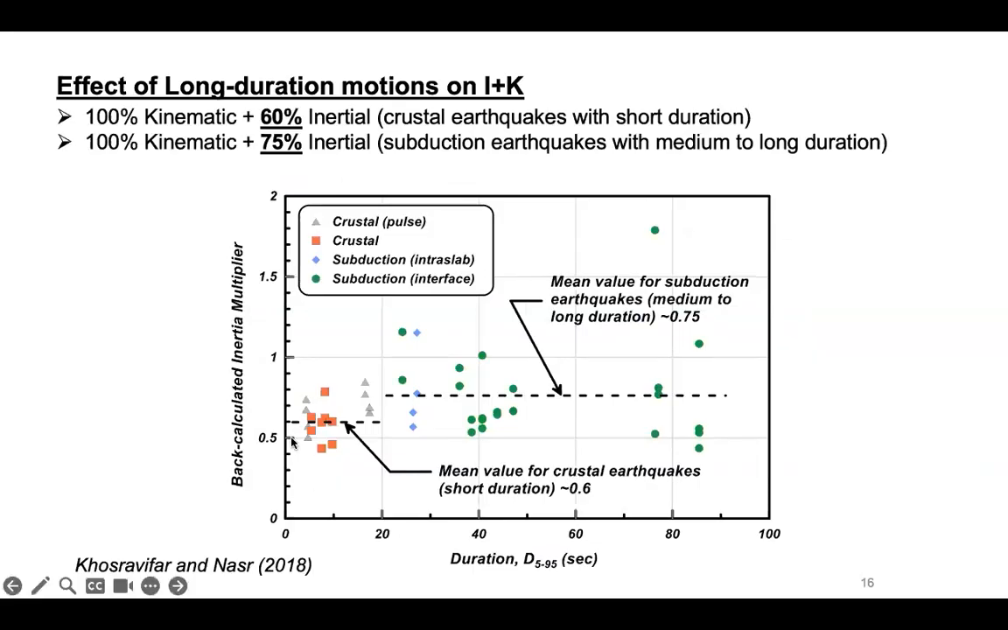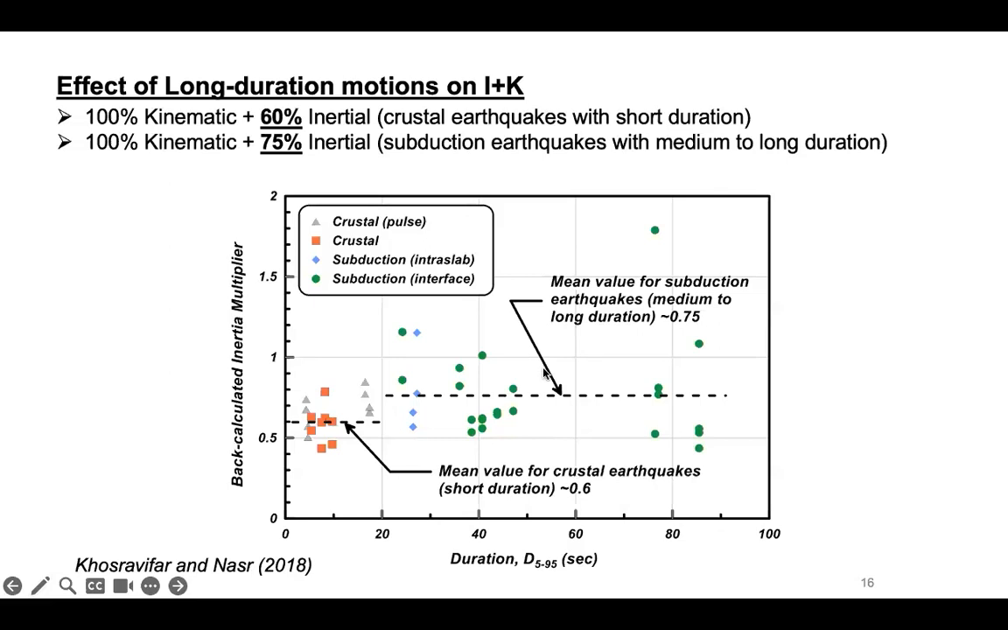On the vertical axis, you see the back calculated inertia multiplier. So we're recommending combining 100% of kinematic load with some percentage of the inertial load. On the horizontal axis, you see the bracketed duration, D5-95. Shallow crustal motions typically have shorter duration, less than 20 seconds. When you get to subduction earthquakes, they have much longer duration. In the case of Tohoku earthquakes, they get up to 84 seconds.